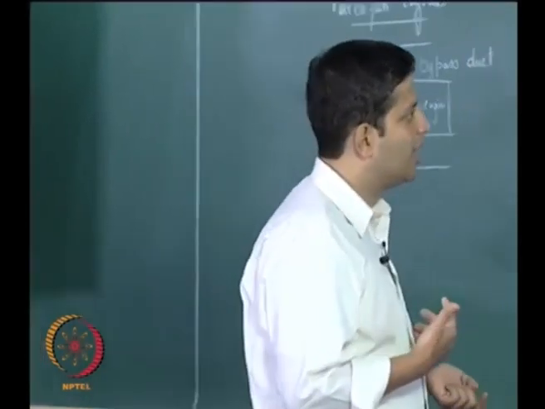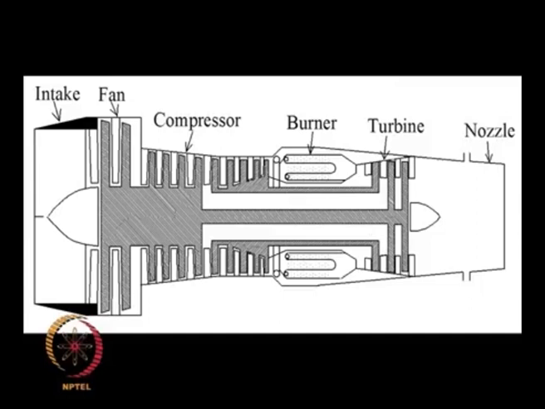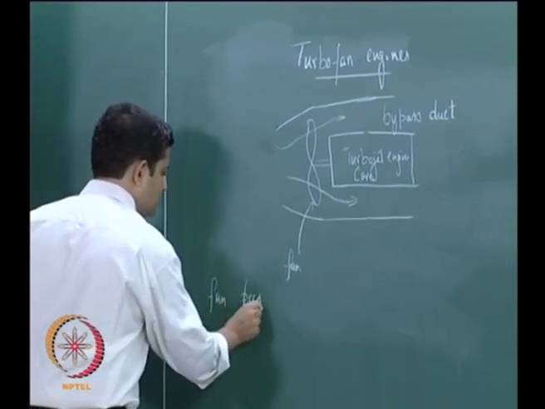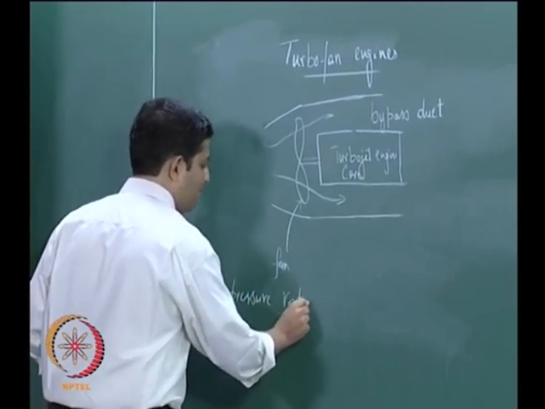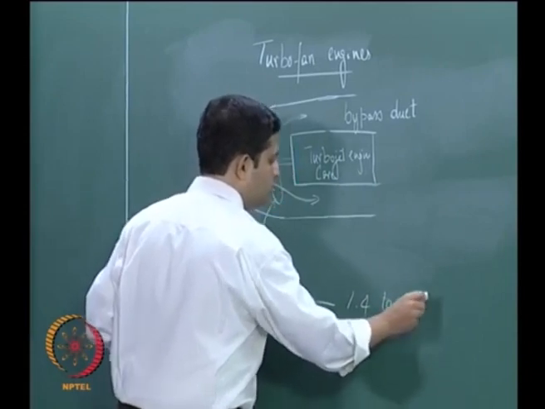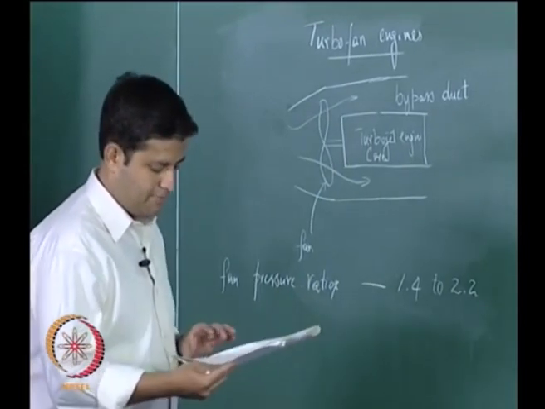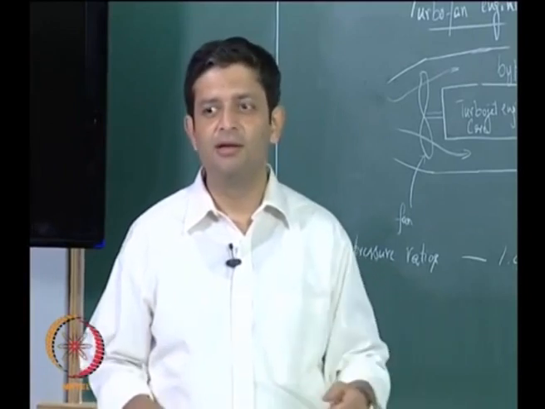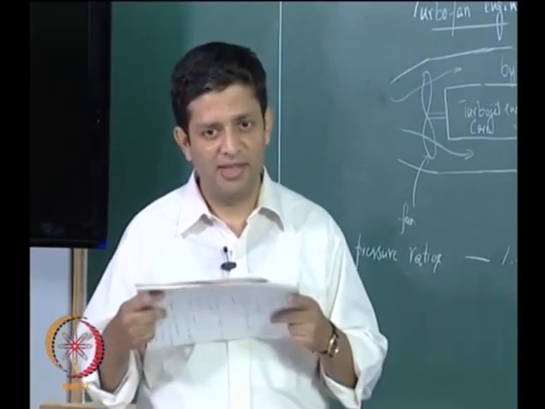Typically the fan pressure ratios are around 1.4 to 2.2, and with this arrangement you can go up to very high Mach numbers, right, and still obtain the same thrust with a lower SFC compared to a turbojet engine, okay, and which is why turbojets are hardly being used in any military aircrafts as well as civilian aircrafts, right. If you look at civilian aircrafts, I had said earlier in the class that they mostly use a turbofan engine. This is the reason.